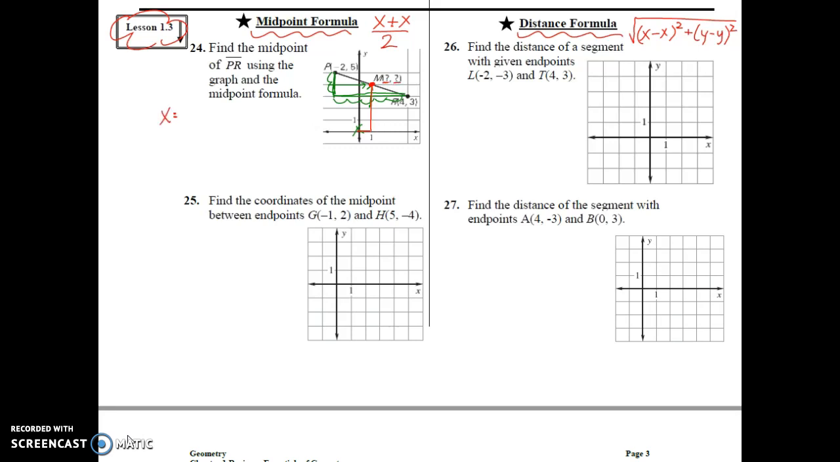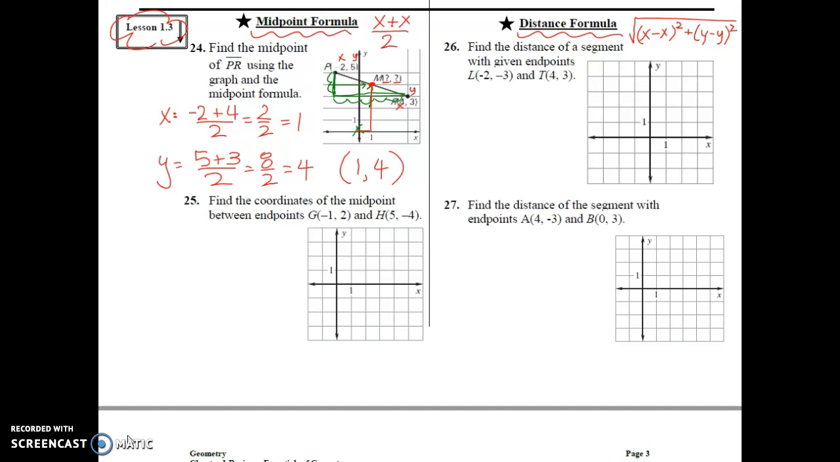remember we add the 2 x numbers, -2 plus 4 and then divide that by 2. X's are the first numbers. 2 divided by 2 is 1. And then we do the y numbers. Those are the second numbers. 5 plus 3, divide that by 2. 8 divided by 2 is 4. And if you look at that graph, the midpoint should be at 1, 4.